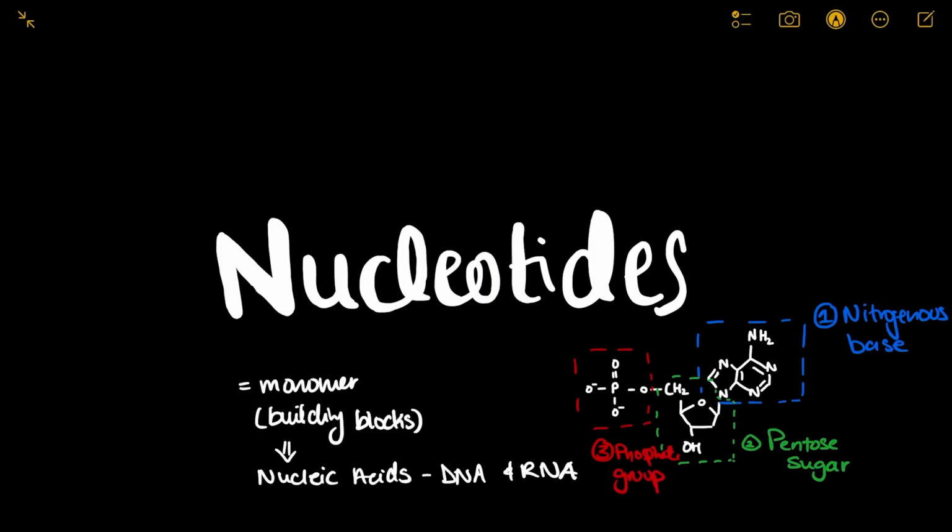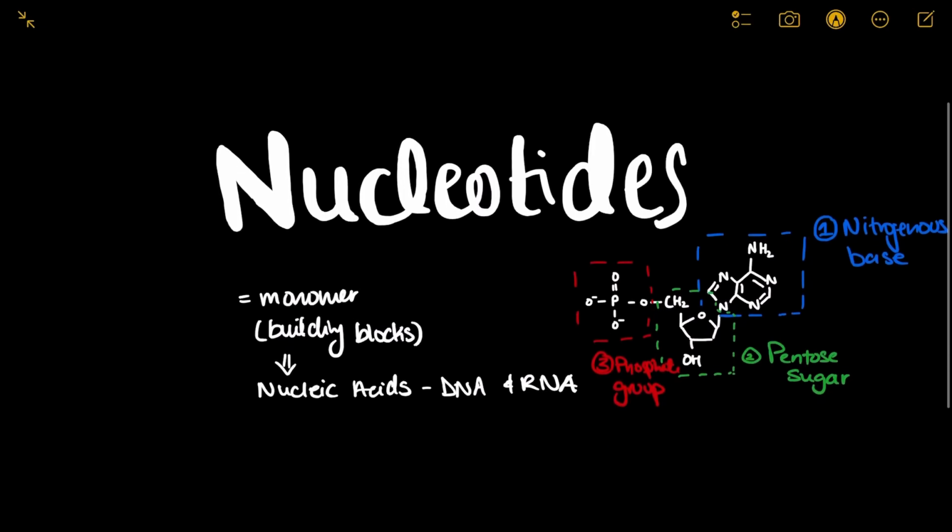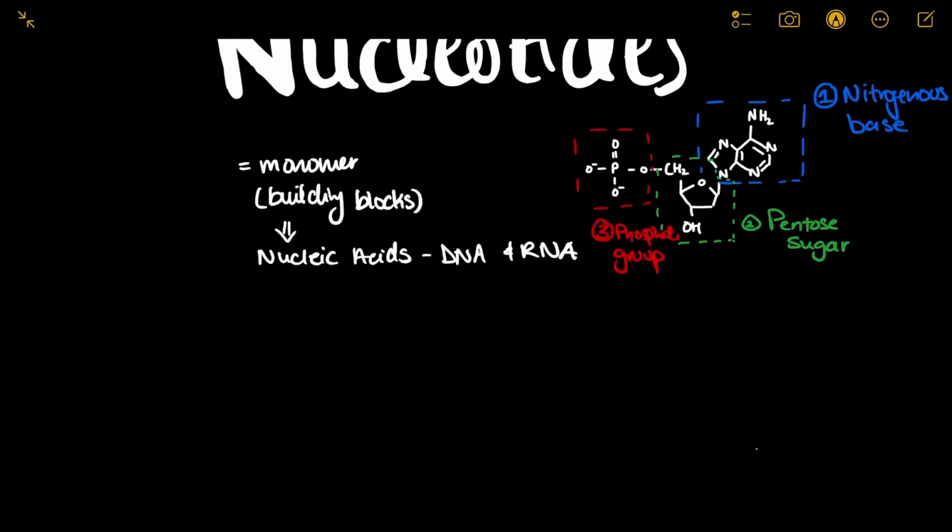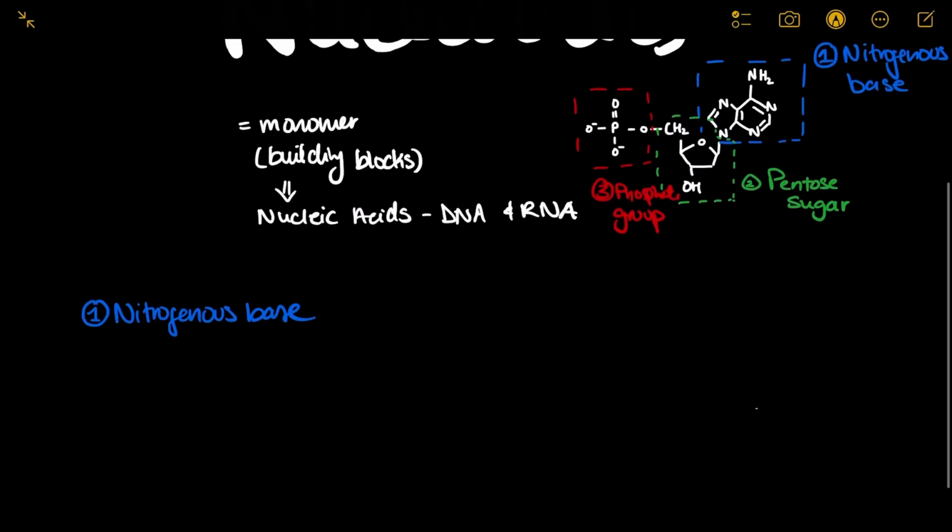Now we'll get into more detail about each of these parts. So starting off with the nitrogenous base, number 1. There are 4 different types of nitrogenous bases in DNA, and there's one extra one in RNA, so there's 4 in each, and a total of 5. I'll write this down to make this a bit clearer. So the 5 different ones are A, G, C, U, and T.